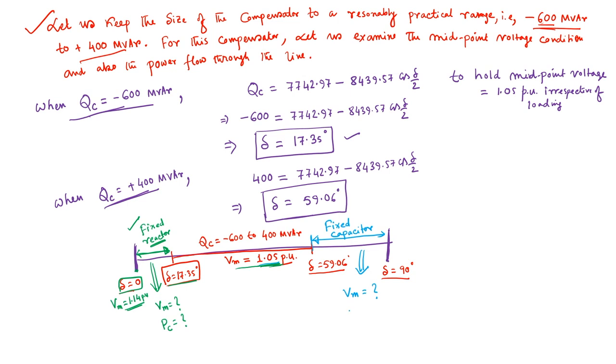This will be the midpoint power, or the active power flow through the line, because as you know, we assume that the line is lossless. So, whatever amount of power is flowing through the midpoint, the same amount will flow through the other part of the line also.